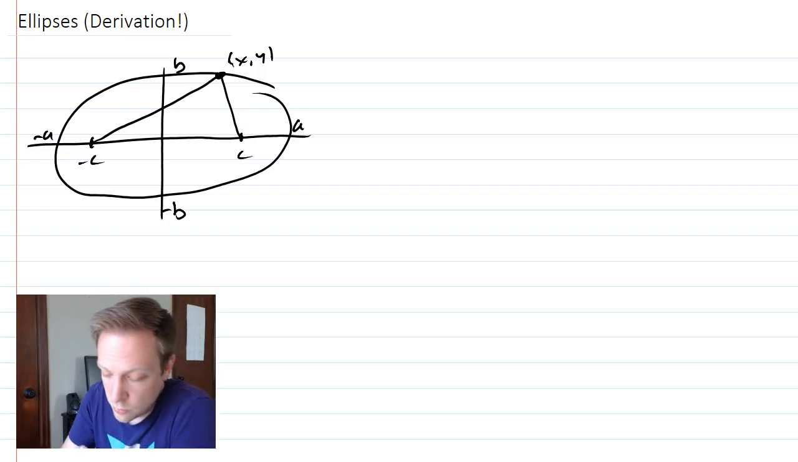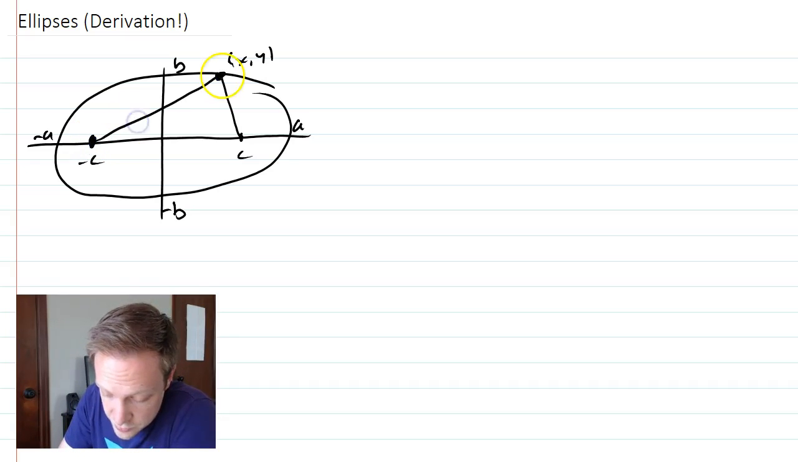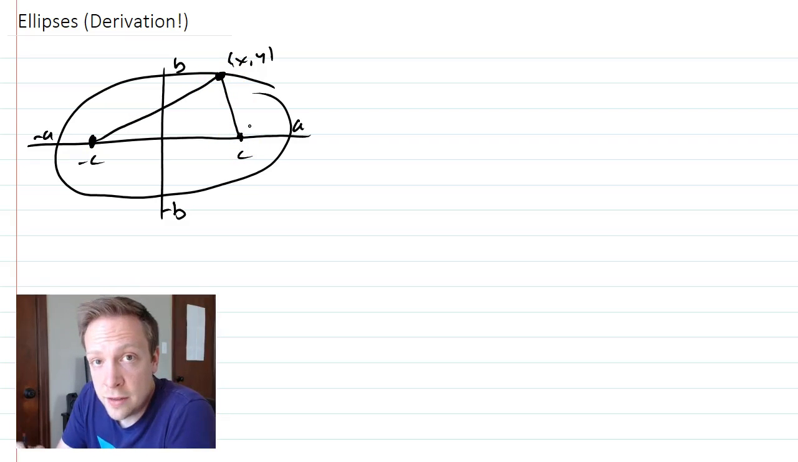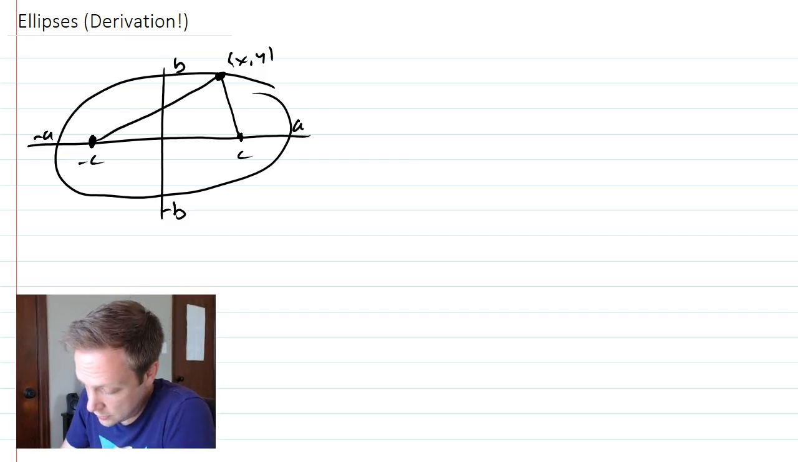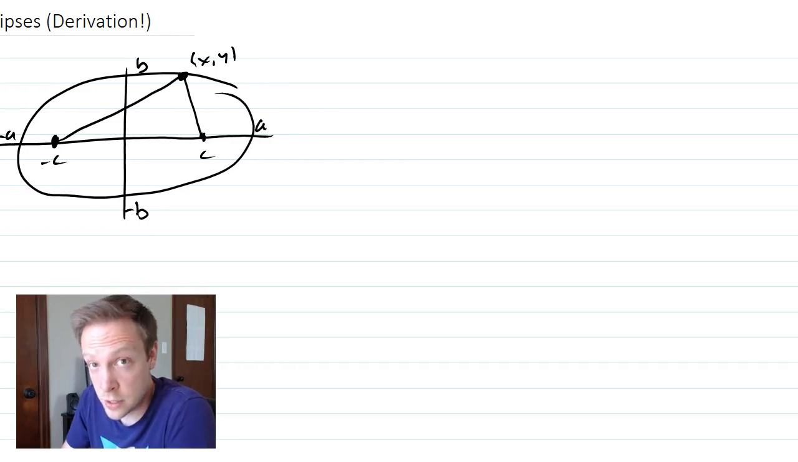So we're going to find the distance from there to there. We're going to add that to the distance from there to there, and then it's going to be equal to 2a. And using that, we can figure out the equation that we were just using. Okay, so hang on. This is going to be a long ride.